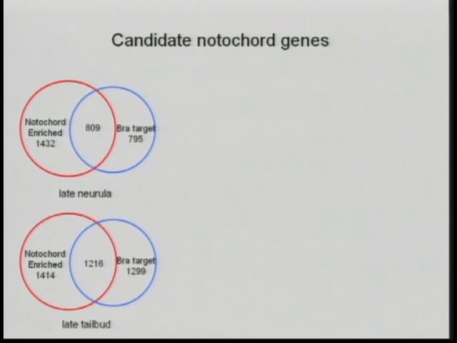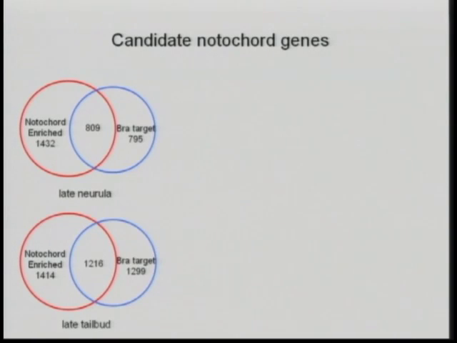lost. So I performed microarray in two developmental stages: the late neural stage, when the cells are undergoing active convergent extension, and also the late tailbud stage, where the process has almost ended. So we have these three categories of genes. These are Notochord-enriched genes, meaning they are upregulated in a wild-type Notochord cell compared to whole embryo. And I have these brachyury target genes, meaning those genes are downregulated in the brachyury dominant-active condition.